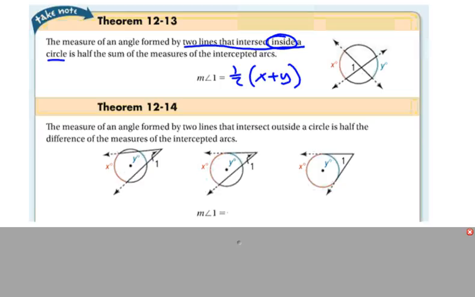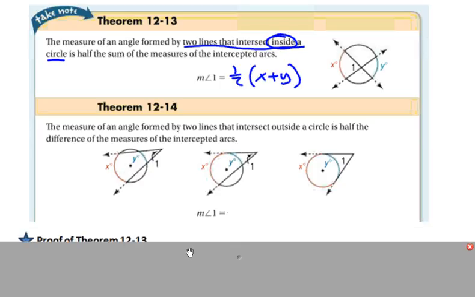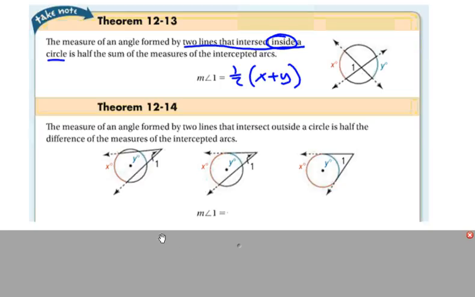Because theorem 12.14 deals with two lines that intersect outside of a circle, whether it's two tangents, two secants, or one of each. It says the measure of an angle formed by two lines that intersect outside of a circle is half the difference of the measures of the intercepted arcs. So we're just going to take the bigger one minus the smaller one. So we'll do x minus y. All right, so it's half the difference between those. Very interesting that that was proven.